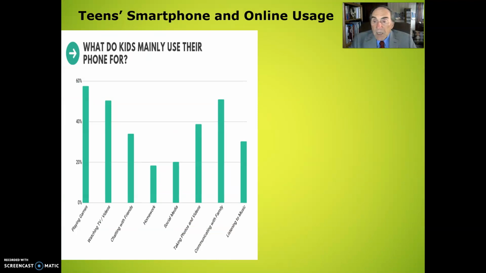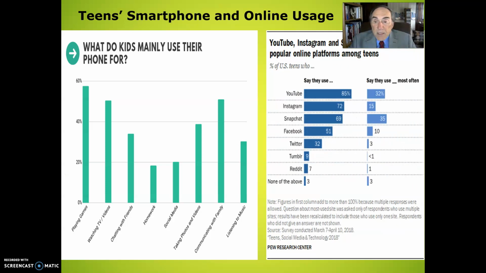57% report gaming as their number one use. 50% regularly watch TV or movies, and 50% communicate often with their family and friends on their phones. However, only 18% of kids complete homework on their smartphones, which was the least popular use. Unsurprisingly, the most popular platforms among teens are social media platforms such as YouTube, Instagram, and Snapchat.